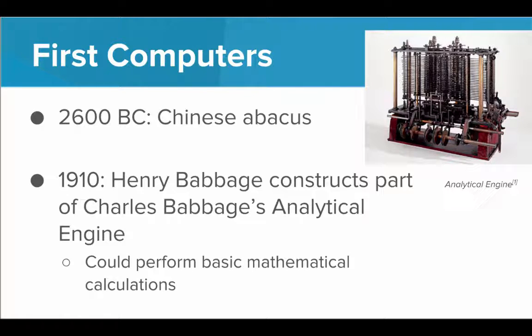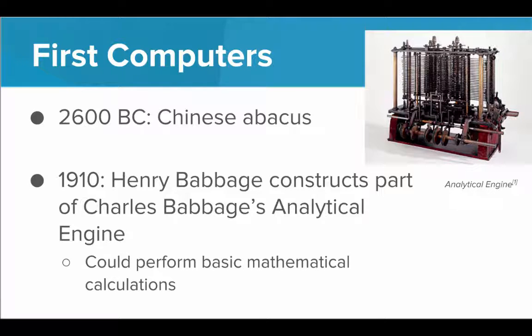And in 1910, Henry Babbage constructed part of Charles Babbage's analytical engine. This is actually a mechanical machine that you hand cranked, and then while cranking, it would flip all these switches and actually perform basic mathematical calculations like addition and subtraction. Now that was a 4,000-year difference.